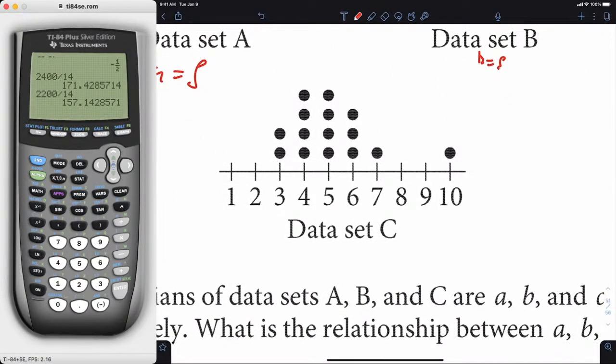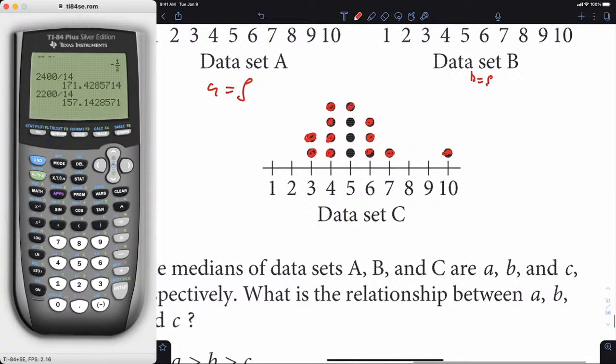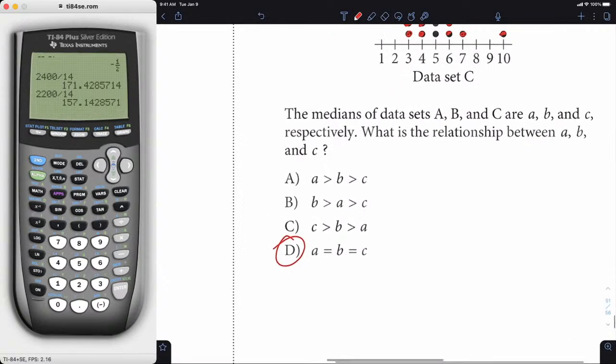And let's take a look at C. 1, 2, 3, 5. Yeah, it's 5 again. So A equals B equals C. Whew.